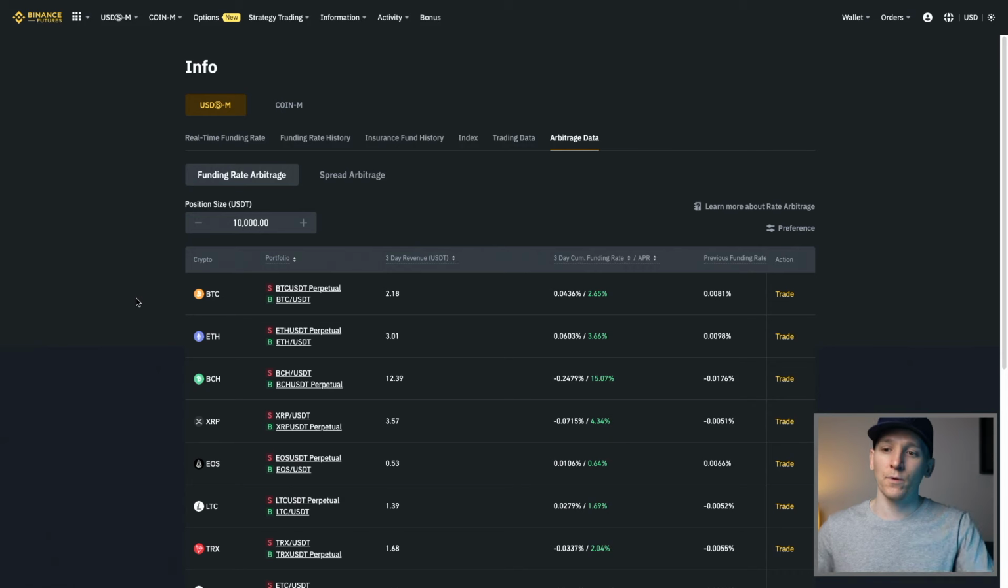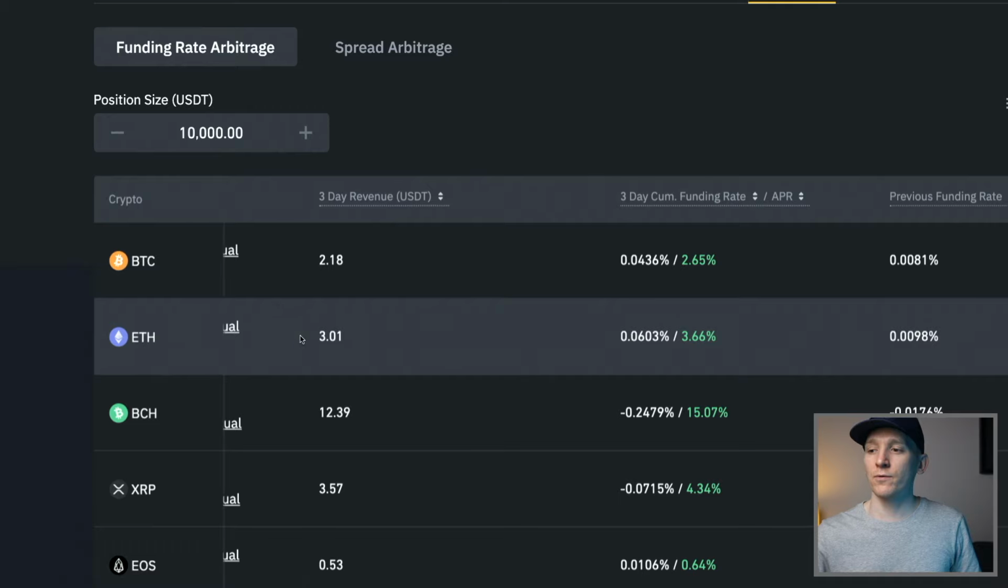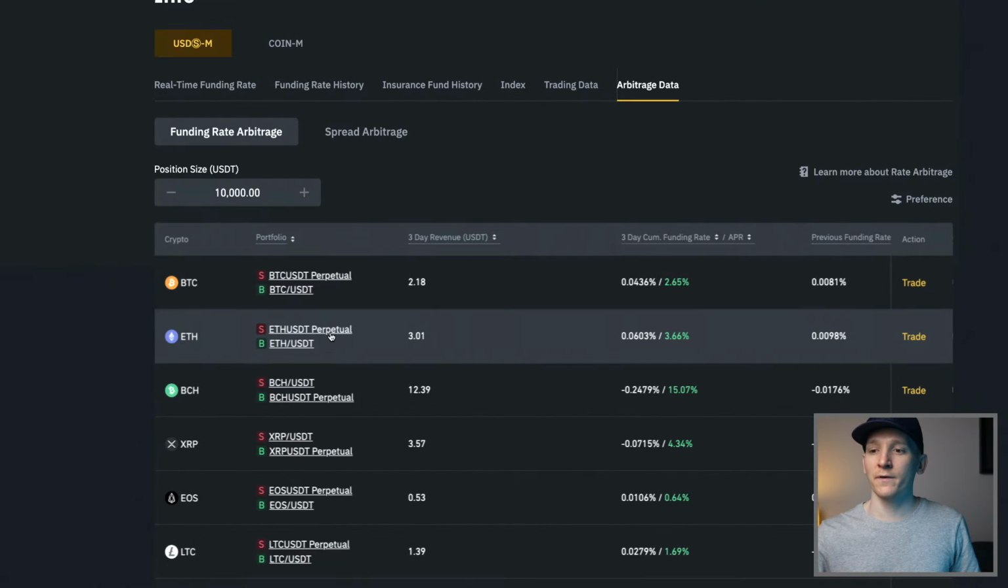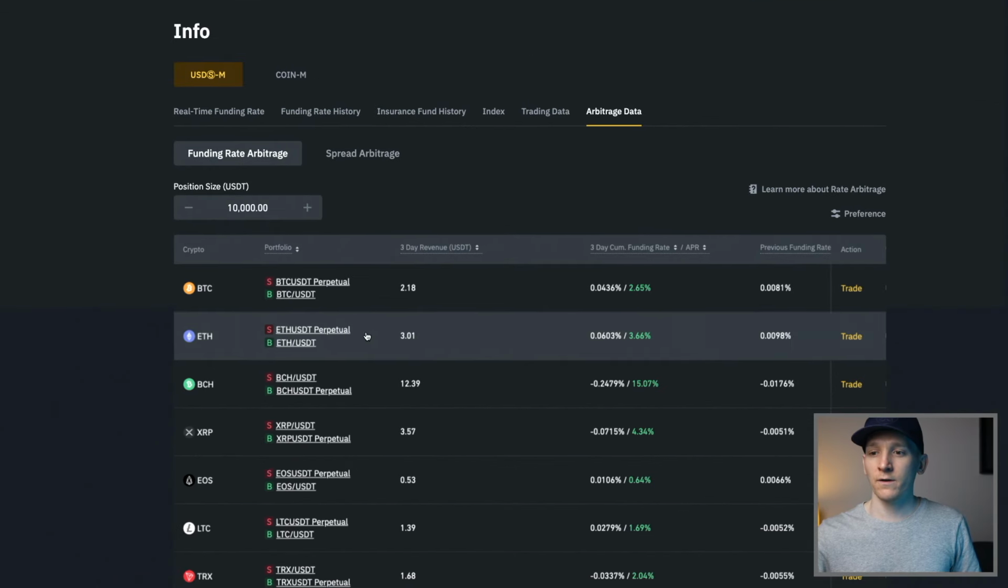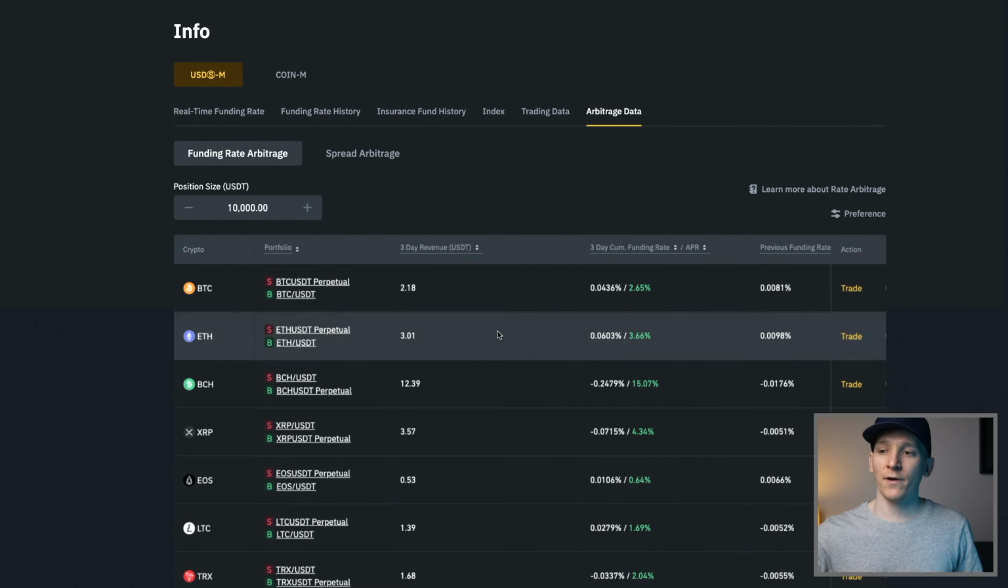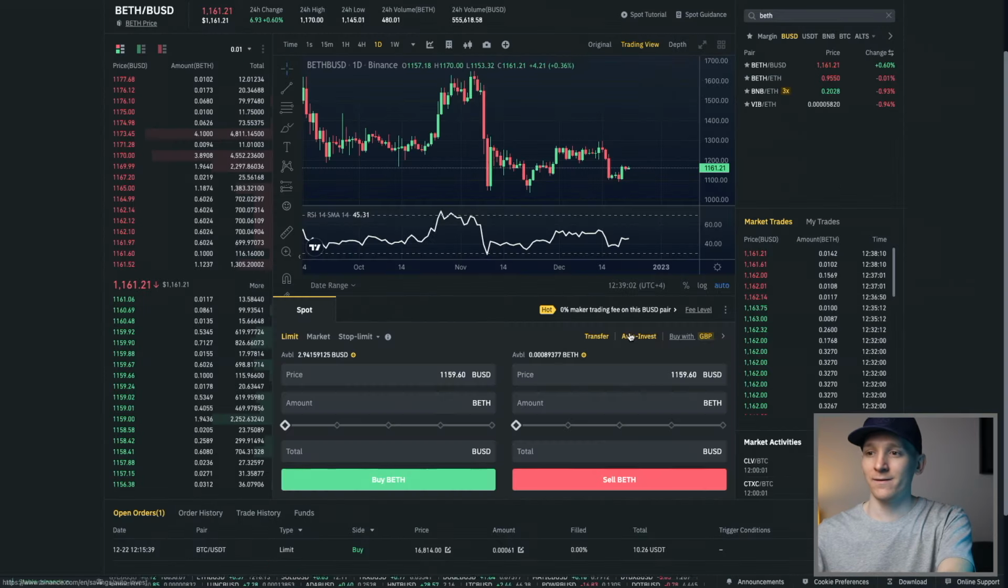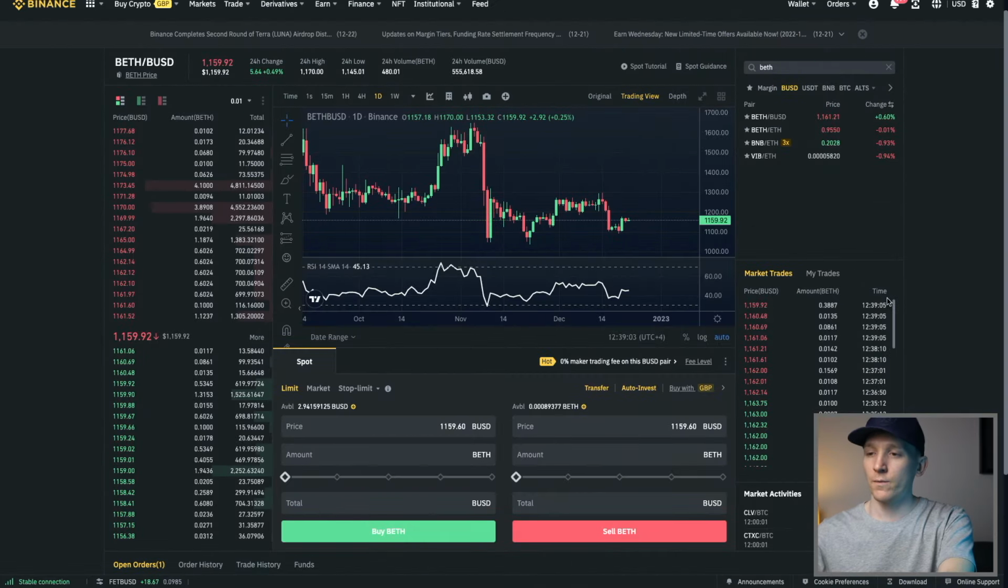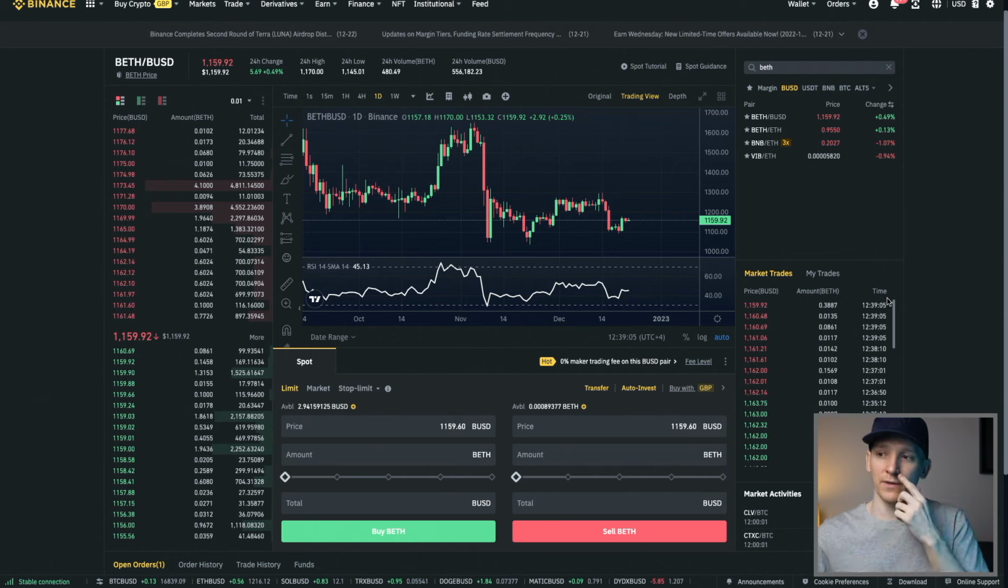So as an example here, you can see that Binance has ETH at around 3.66% from the funding rate arbitrage right now. As you can see, their portfolio would sell ETH perpetual and buy ETH. Just from that funding rate arbitrage, you're getting 3.66% right here. So what we're going to do is exactly the same thing with ETH.